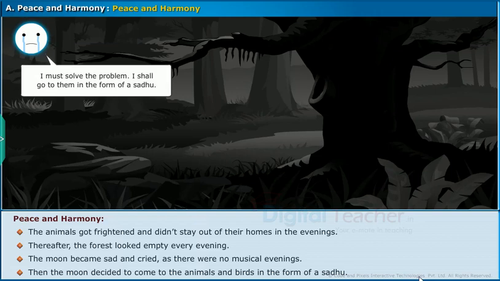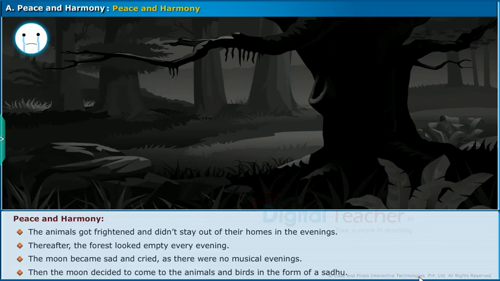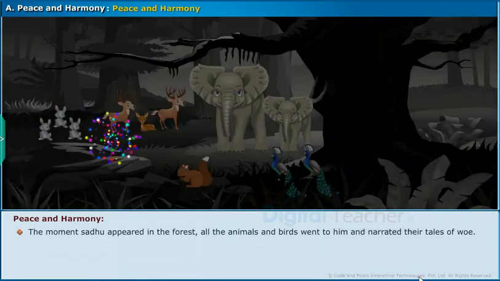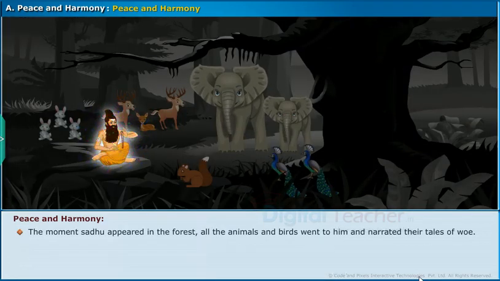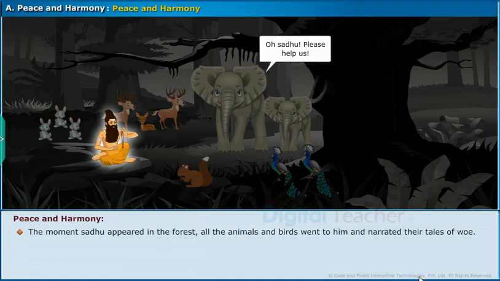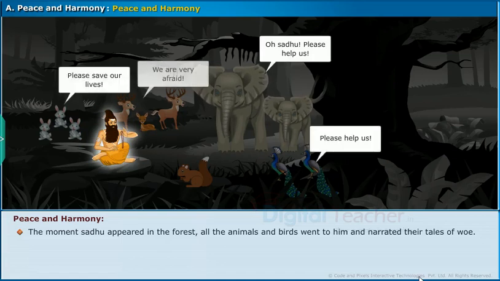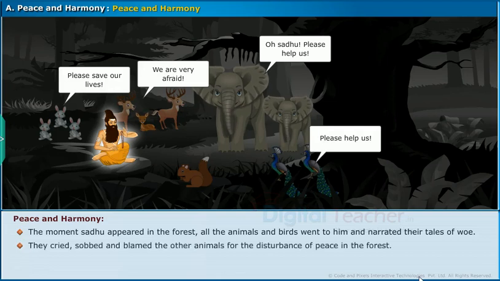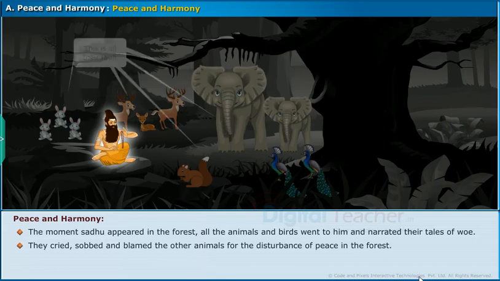"I must solve the problem. I shall go to them in the form of a sadhu." The moment the sadhu appeared in the forest, all the animals and birds went to him and narrated their tales of woe. "Oh sadhu, please help us. Please save our lives. We are very afraid." They cried, sobbed, and blamed the other animals for the disturbance of peace in the forest. "This is all their fault."